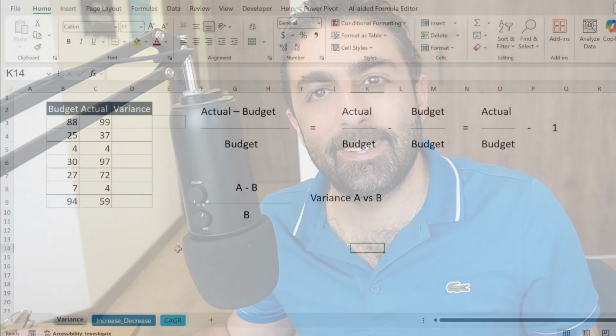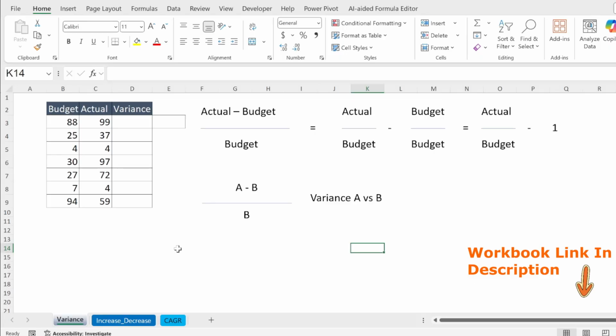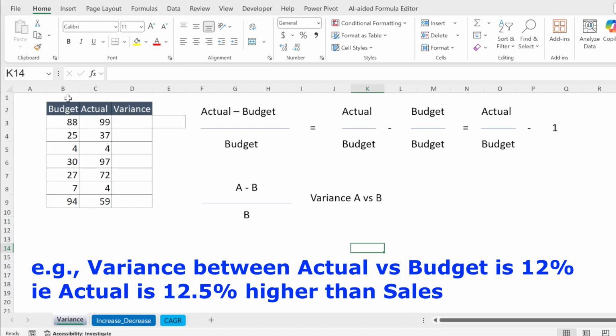So let's go. Let's start with our first monster out of the three formulas, and it's the variance. You're going to face this at work a lot. They will ask you, what is the variance between A and B? For example, what is the variance between actual versus budget if you work in finance or accounting? It could be, for example, in sales, the variance between this year's sales and last year's sales. What does it mean? Well, it's the percentage change from one number to the other.